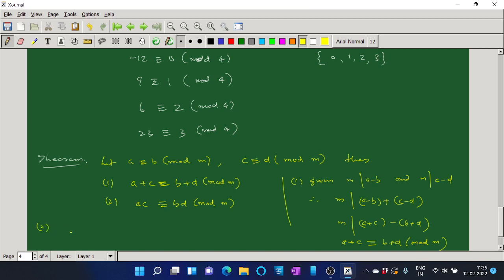The proof of 2 goes like this: AC minus BD you can write as AC minus BC plus BC minus BD. This is another way we are proving. The same way also we can prove if we just take the product of A minus B and C minus D. That way also you can prove. AC minus BD, you have to show it is a multiple of M. AC minus BD you can write as AC minus BC by adding and subtracting, and this you can write as C into A minus B plus B into C minus D.